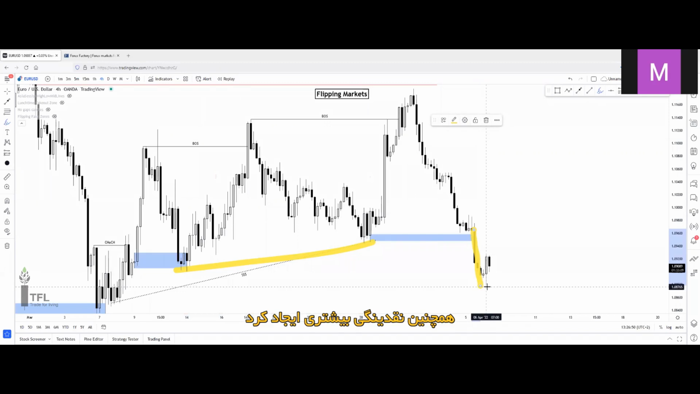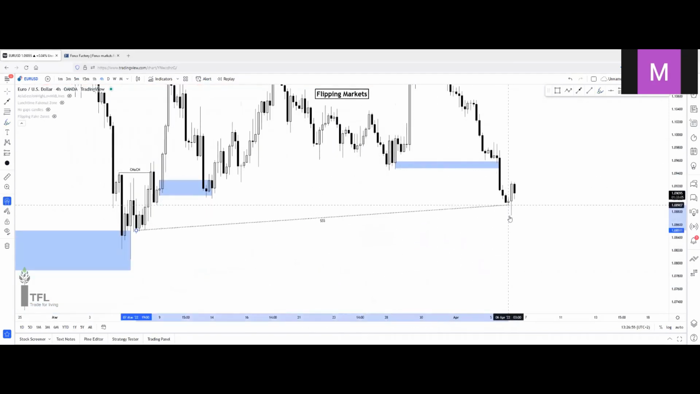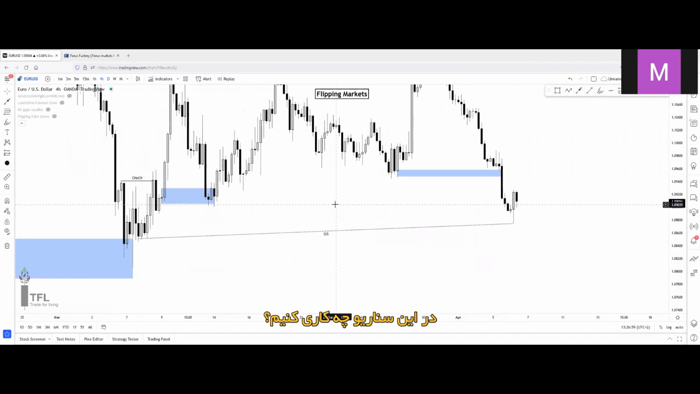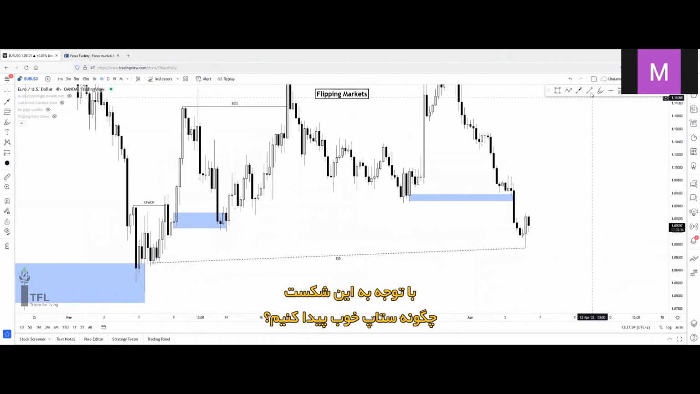But it also created more liquidity. As you can see, price has created more liquidity for the upcoming short. So this is a liquidity line once again. Okay, what can we do in this scenario? How can we find a good setup according to this break?